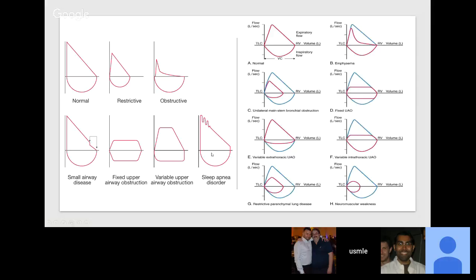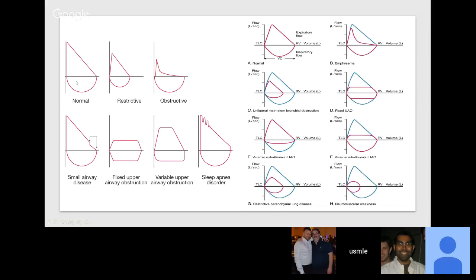Sleep apnea. What's going to happen in sleep apnea? People take a breath in, but remember, they stop breathing out. They stop breathing, and this is why you have the interruption of the breath out that is going to be seen in the graph.